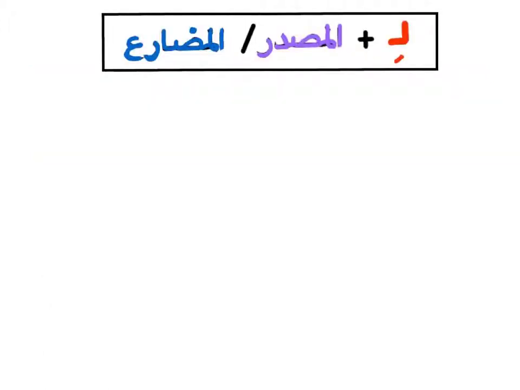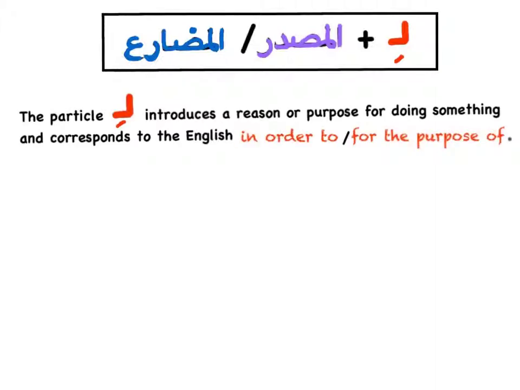Now let's look at why we don't use لي as often as لأن. So we have لي plus المصدر and المضارع. The particle لي introduces a reason or purpose for doing something and corresponds to the English in order to, for the purpose of.